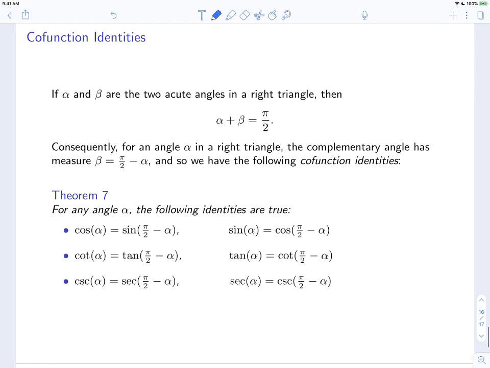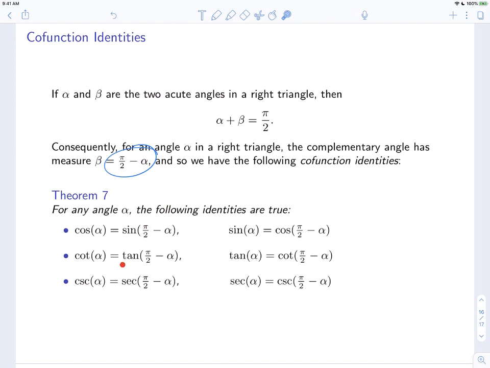This leads us to what we call the cofunction identities. If alpha and beta are the two acute angles in a right triangle, then alpha plus beta is pi over 2, which is 90 degrees. Consequently, for an angle alpha in a right triangle, the complementary angle has measure beta equals pi over 2 minus alpha. And so we have the following cofunction identities. For any angle alpha, the following identities are true. Cosine of alpha is sine of pi over 2 minus alpha. So cosine of alpha is sine of the complementary angle.